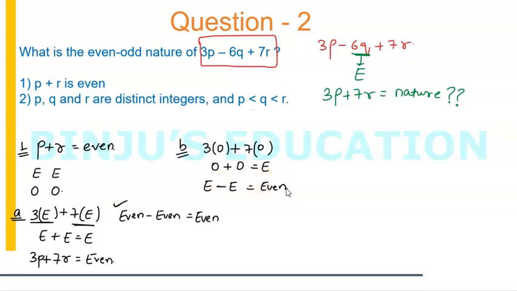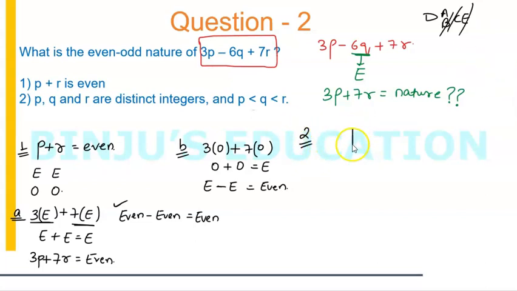So whether P and R are both even or both odd, from statement 1 I can definitely conclude that 3P minus 6Q plus 7R is even. Okay, so if I say D, A, B, C, E, then B, C and D go out. Either statement 1 alone is sufficient, which means A is the answer, or both statements are individually sufficient, which means 2 is the answer.